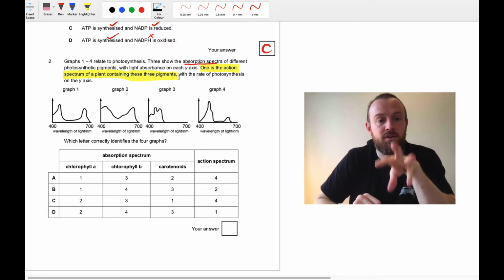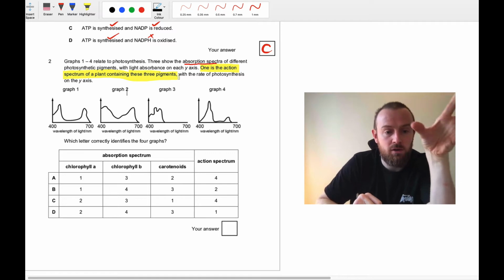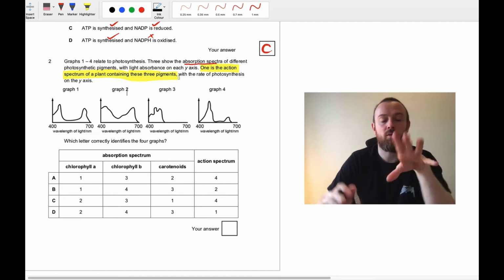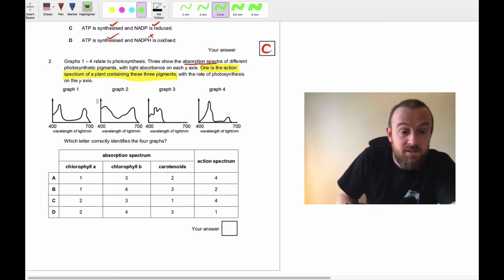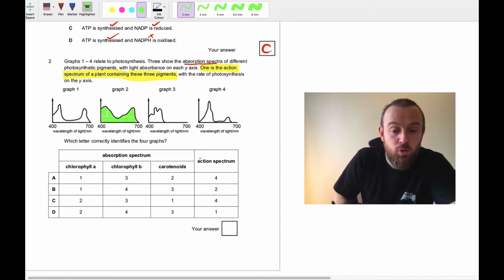So that's the first thing that we should really start at. Which one looks like a combination of all the other graphs added together? And it is this one here. If you look at the area under this graph, it's like you've added all the graphs together. So this one is the action spectrum, 2, which basically takes us straight to the answer. The action spectrum is 2.